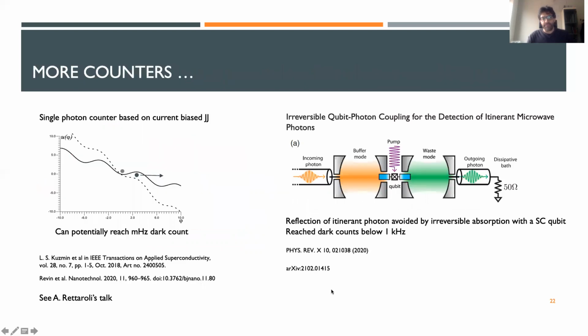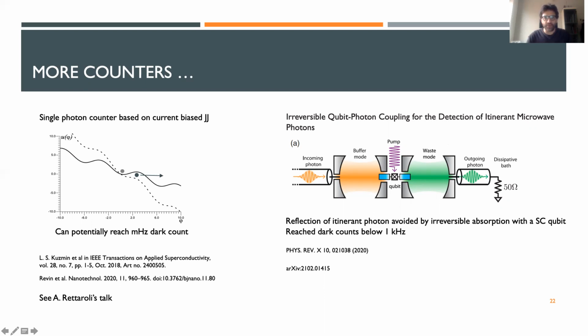But there are many papers on counters, many proposals. One of these is using a current-biased Josephson junction, in which the arrival of a photon just triggers the transition of the junction from the superconductive to the resistive state. This kind of detector has the potentiality to reach millihertz dark count.